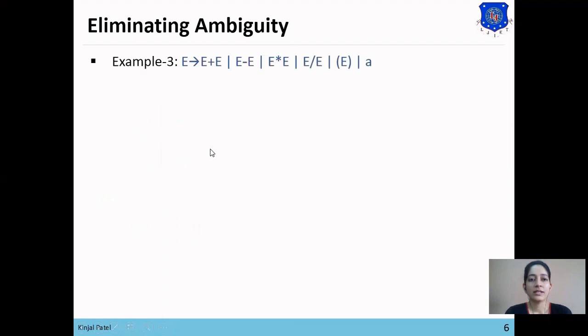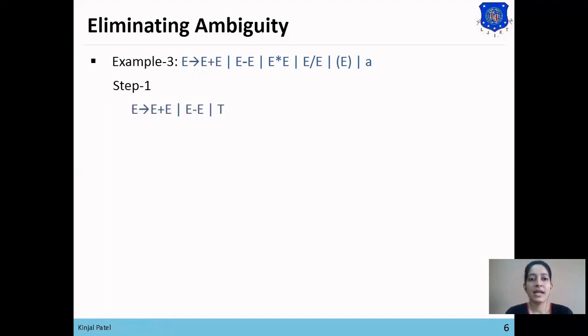Now third example. So in third example, plus, minus, star, division and brackets, 5 operators have been used. Now we already know that plus and minus have same priority and star and division have also same priority. So the plus and minus should be at the first level. The operators with the same priority will be at same level. So plus and minus will be at first level, star and division will be at second level and bracket will be at third level. So first step is to set our grammar according to the priority.